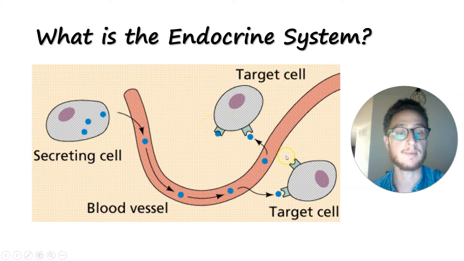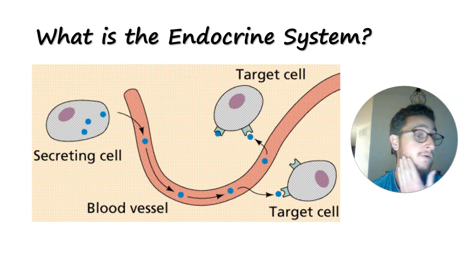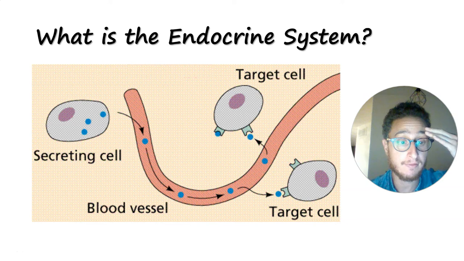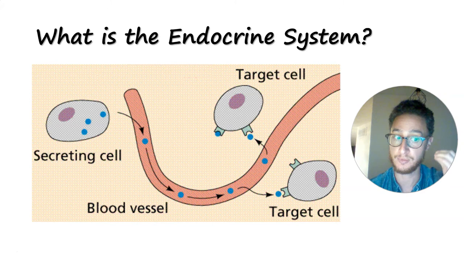What I like about this diagram is that it's showing two different target cells that are perhaps in two different regions of the body. So the testosterone in my blood right now is making the hair follicles here and here respond. Hopefully not here, but maybe one day. But the hair follicles in my forehead are unaffected, right? Only the cells that have the particular receptors are going to respond.